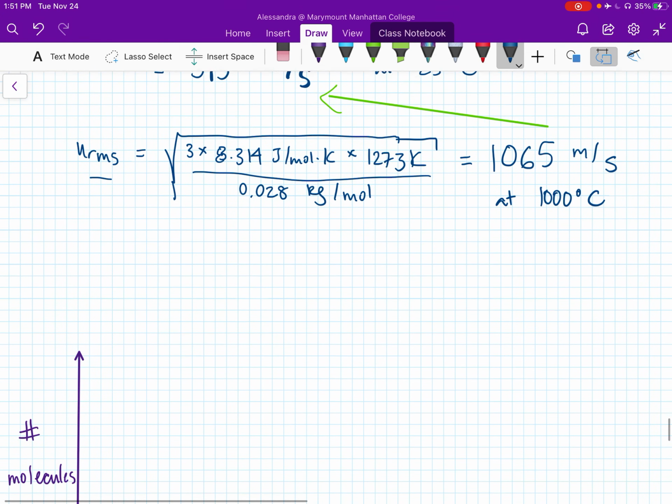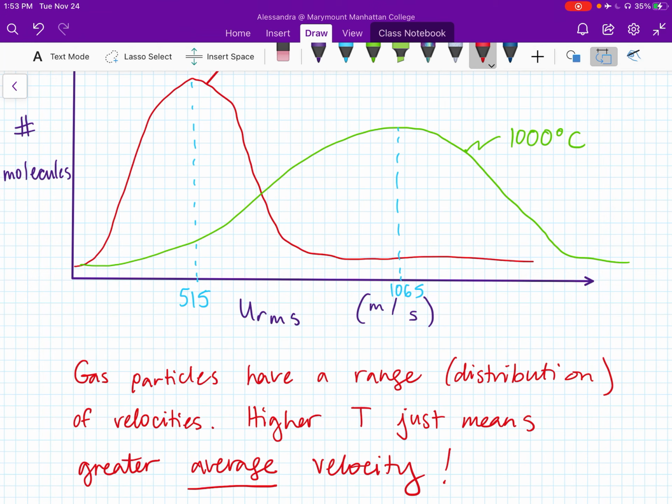So this kind of graphically shows what the velocities of the nitrogen gas molecules would be at the two different temperatures. So I want to emphasize again, gas particles have this whole broad range or distribution of velocities. And oops, I don't know why that erased my 2. That's at 25 degrees Celsius. So the higher temperature, the 1,000 degrees Celsius, just meant that we have greater average velocity, which is kind of around the middle of that range.